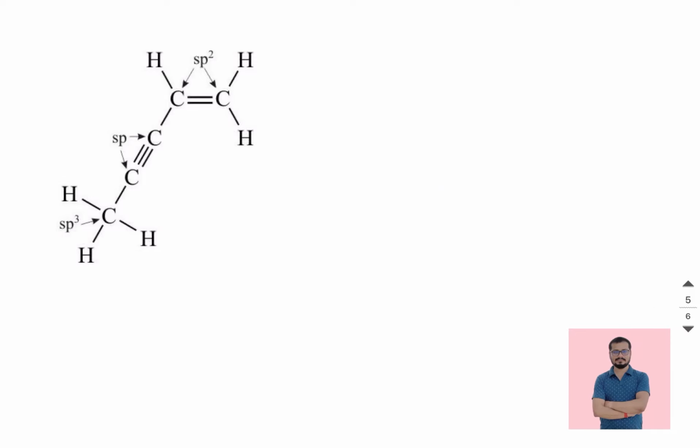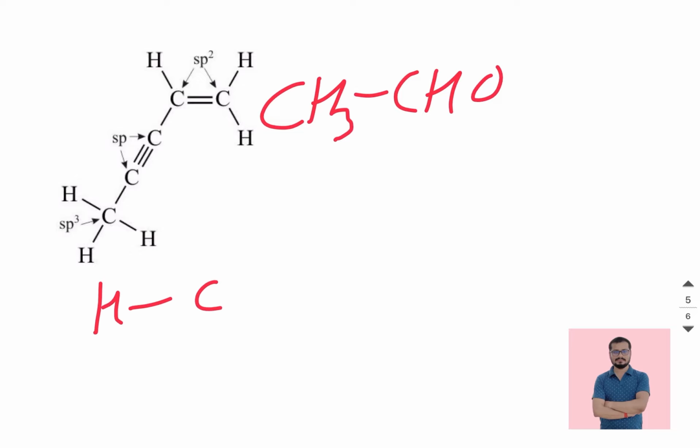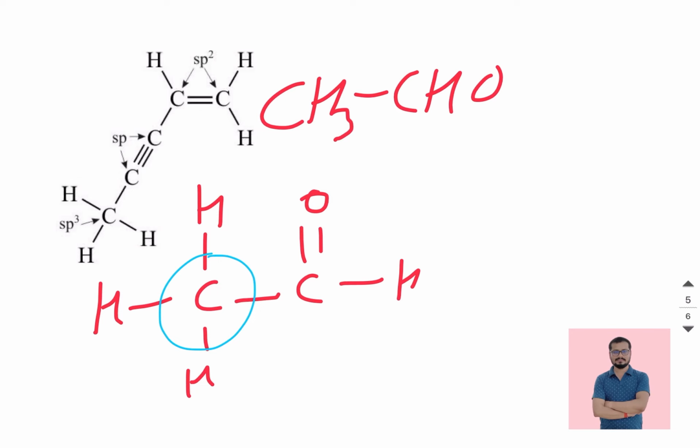If we take the next example, which is acetaldehyde, CH3CHO, this is acetaldehyde. The open structure of acetaldehyde is this. First of all, this carbon has only single bonds around. So this has sp3 hybridization. This carbon has a double bond around. Then this is sp2 hybridized.